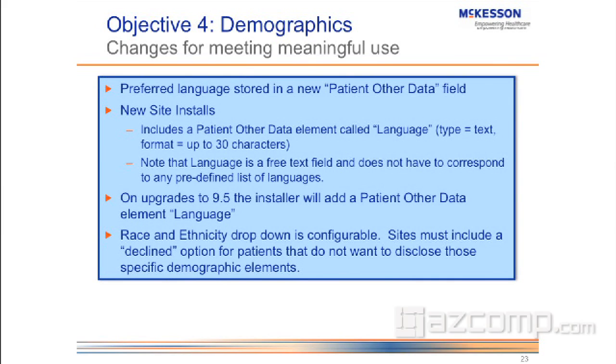New site installs or upgrades are going to have this automatically in there. So if you upgrade to 9.5, it's going to pop that in for you. If you want to do it now, what you're going to want to do is go to the other data section, put in an element called language, make it type equal text, make it up to 30 characters, and then it's going to be free text. So you're going to be able to enter that in. And I'll show you how to do that in a second. I just showed you guys how to configure the race and the ethnicity options in the ppart directory. That'll also be updated if you don't feel comfortable going in the ppart directory and misspelling declined like I did.